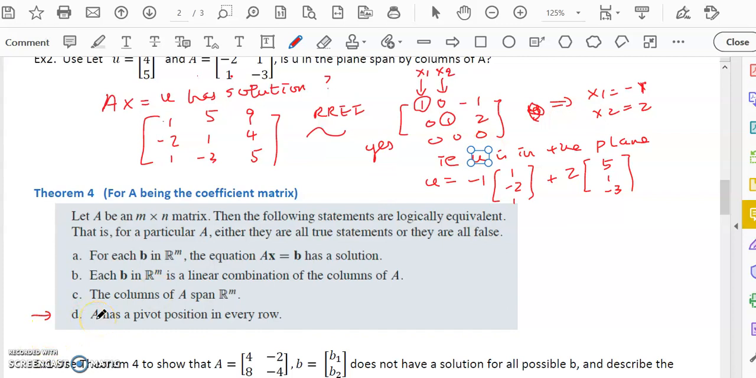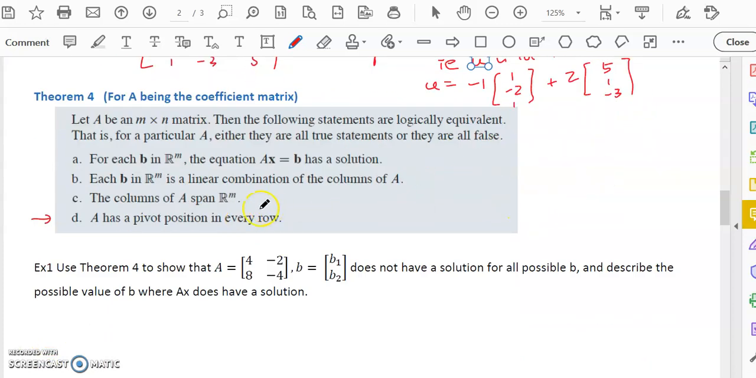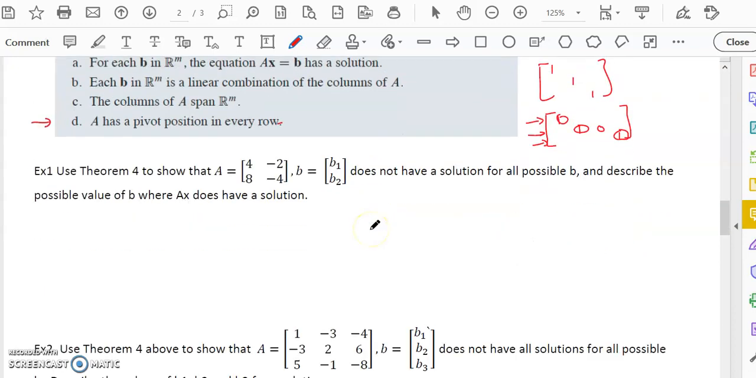This is a very important thing. If A has a pivot position in every row, say like 1, 1, 1 for a 3 by 3, then you can solve any B. You have an answer for every B. Remember, this is A, not the augmented matrix. Or if you have 1, 1, 0, 1, you have more columns, but every row does have a pivot position. Then you can solve for x1, x2, x4. You can have a solution, so you would not have no solution.